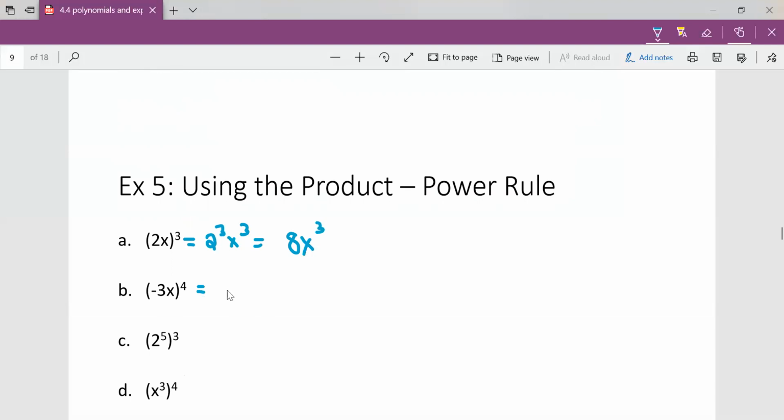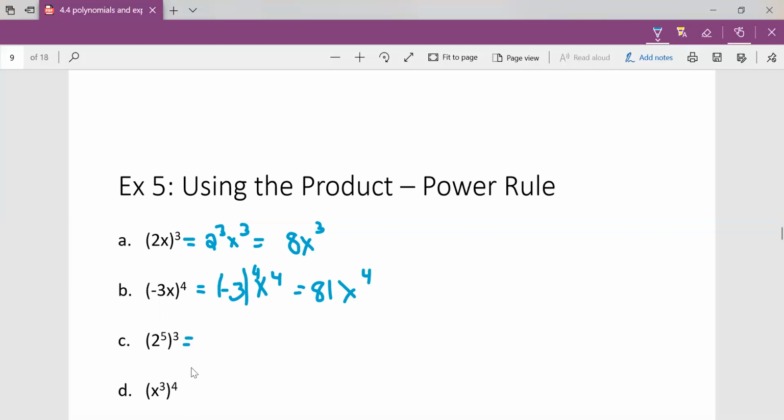Okay, so this one would be negative 3 to the 4th, x to the 4th. And just something to keep in mind is that this negative 3 has to be in parentheses because I have to make sure I put that negative to the 4th power. And 3 to the 4th power is 81, and it's going to be positive because I have an even number of them, x to the 4th power. Okay.